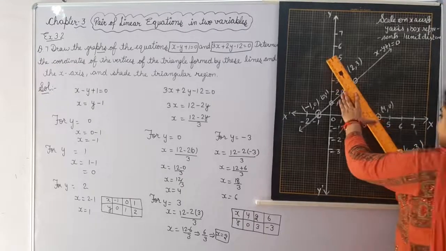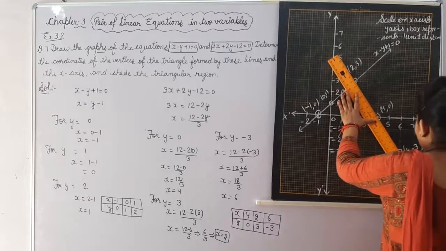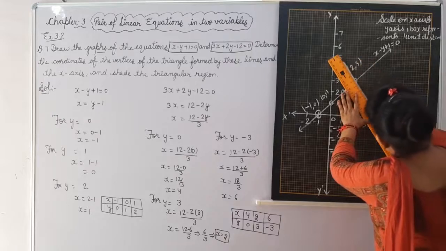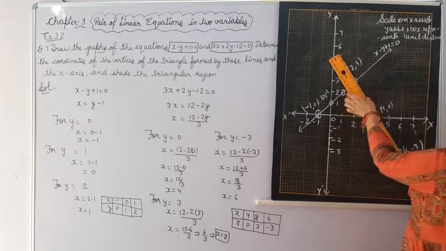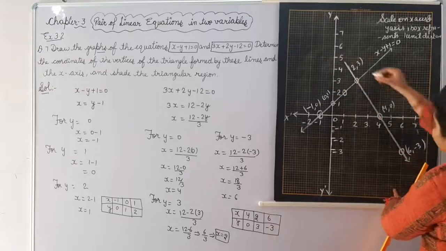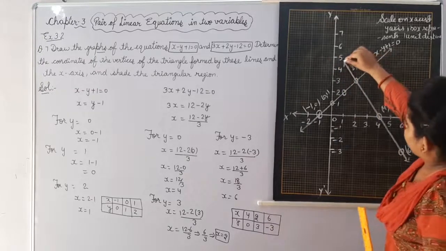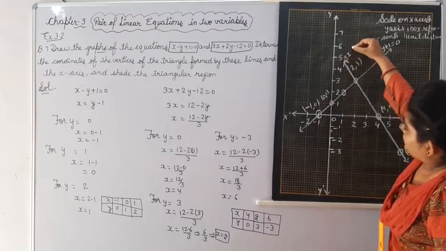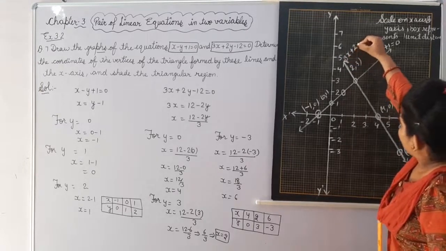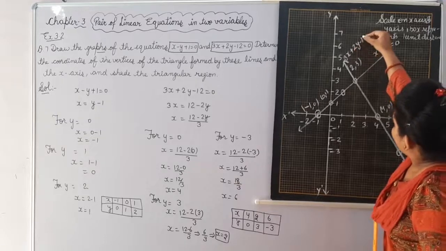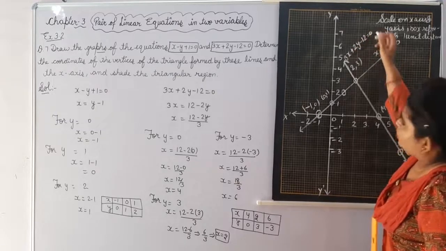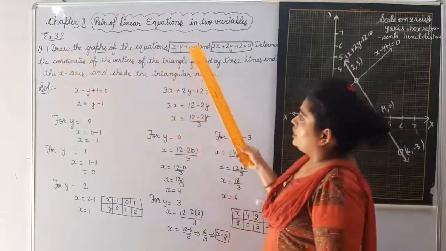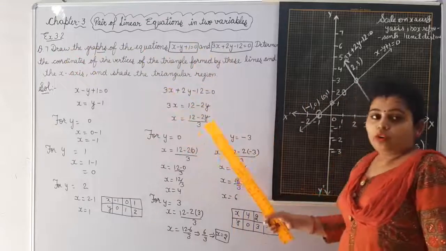Now, we will join these points like this, and we will write the equation here. What is the second equation? 3x plus 2y minus 12 is equal to 0. Now, this is our first part which we have done: draw the graph of the equations. We have solved these equations and drawn the graph.